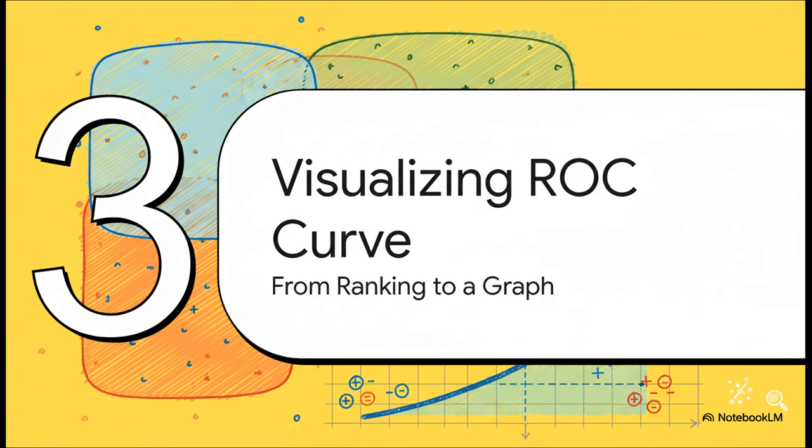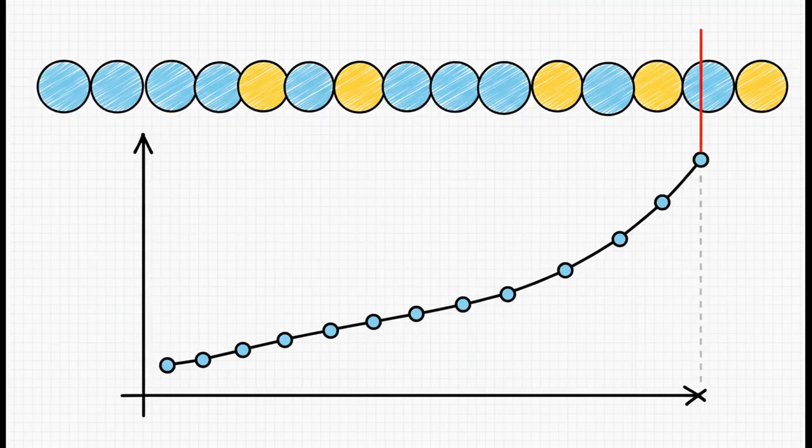Okay, so we've got this number, 0.94. Now let's finally connect it to that famous visualization it's named after, the ROC curve. So what even is this graph? The easiest way to think about the ROC curve is that it's a summary of what would happen at every single possible pass mark you could ever choose. It plots all the trade-offs for all of them, all at once.